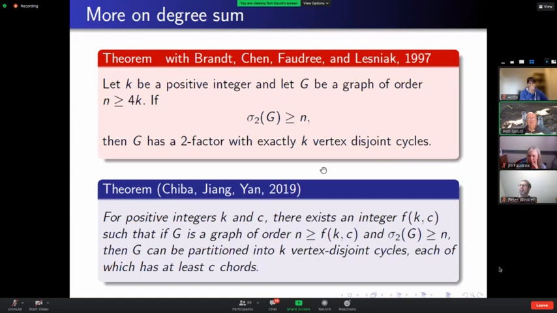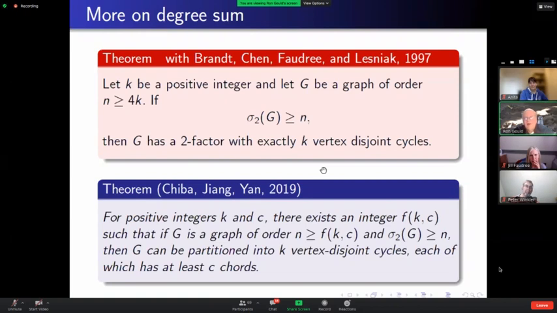Okay, so let's go back to more on degree sum type results. Back in the previous century, with Brandt, Chen, Faudree, and Lesniak, this was a crazy result because we just decided to hang around in Memphis after a conference, and we sat around one Saturday and proved this.